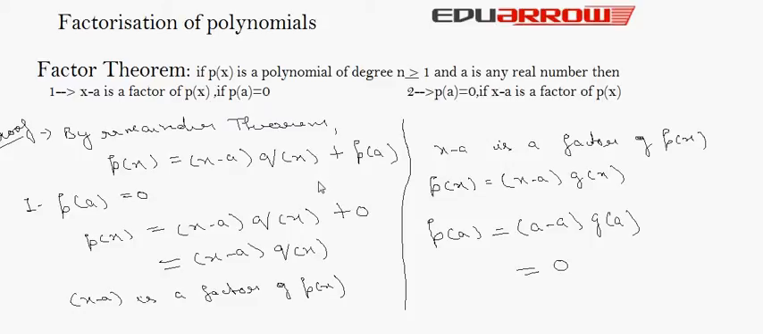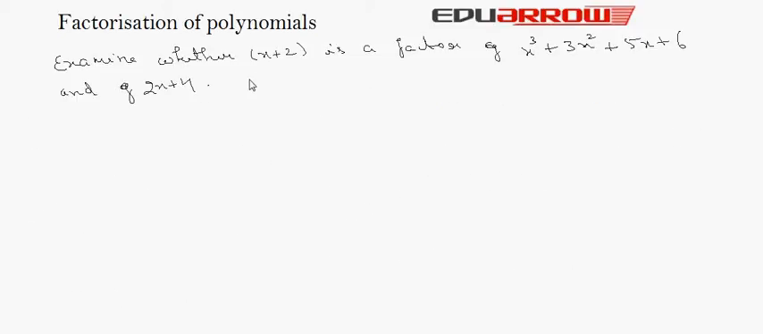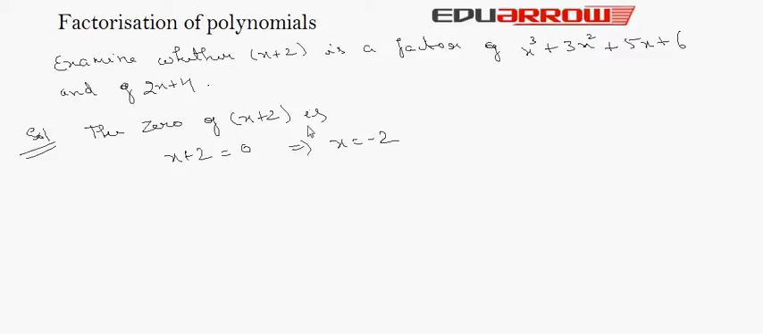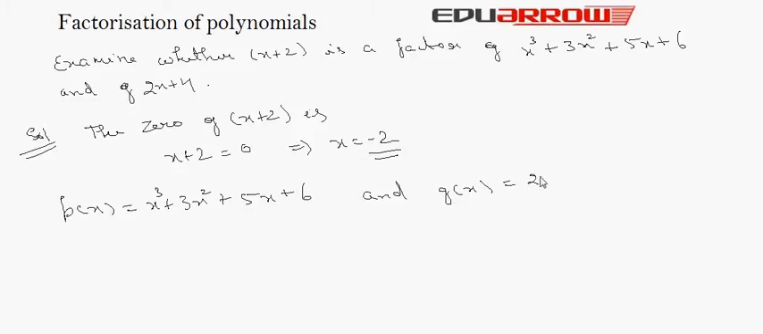Now let us take an example based on the factor theorem. In this example, we need to find out whether x plus 2 is a factor of these polynomials. Now we will see how it will be solved. The zero of x plus 2 is, when we put x plus 2 equal to 0, then it gives x equal to minus 2. So the zero of x plus 2 is minus 2. Now let's consider p(x) is equal to x cube plus 3x square plus 5x plus 6 and g(x) is equal to 2x plus 4.